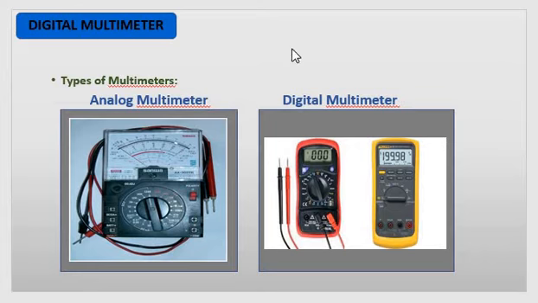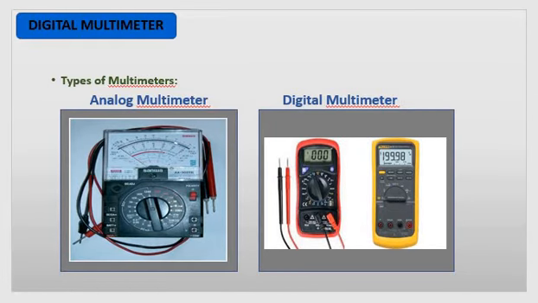There are two main types of multimeters. The first one is the analog multimeter and the second one is the digital multimeter. Here in the picture, you can see directly the difference between these two multimeters. Here the output display is shown. Two different models of digital multimeters are shown here. These are the probes which are used to measure the required parameter. So let us see the analog multimeter first.